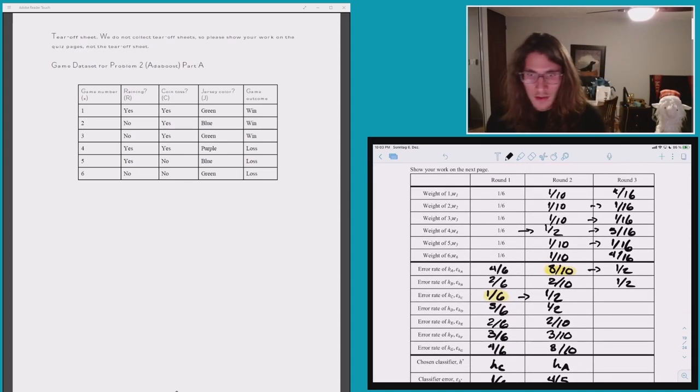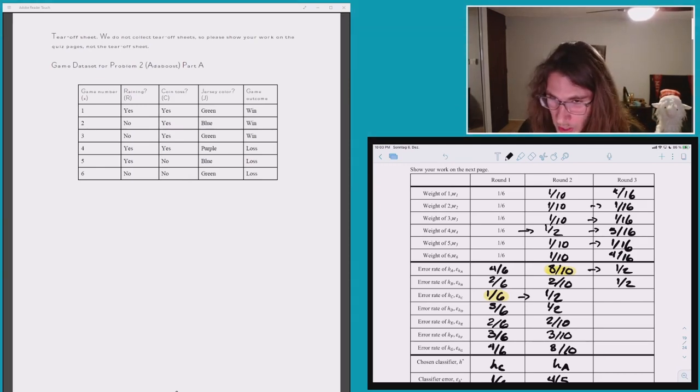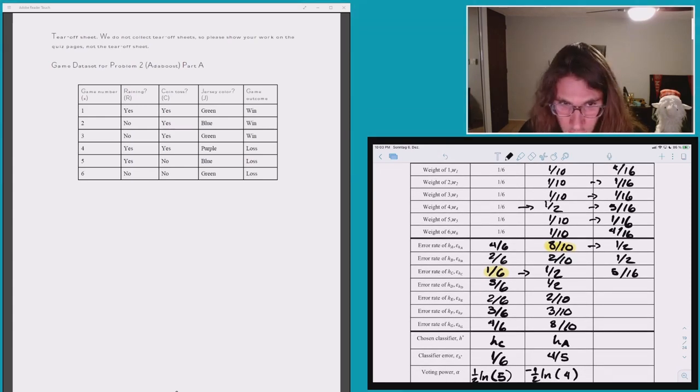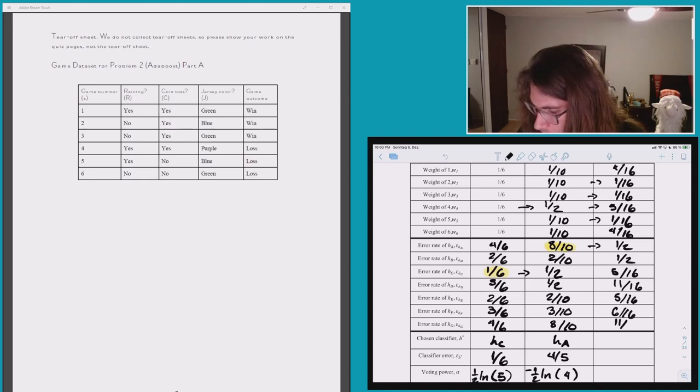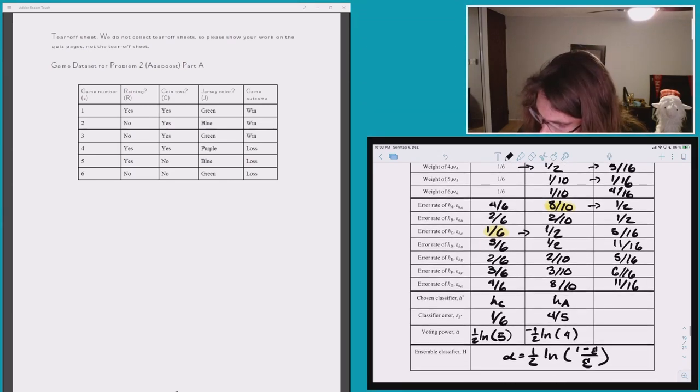Now I can proceed to calculate the error rates. So I have 1/2, 1/2. HC again is going to be 5/16. Then the error rate of HD, which is the opposite, is going to be 1 minus 5/16, so it's 11/16. Then the green classifier, as in when the shirts are green, that's going to be 5/16. Then HF, the blue classifier, 6/16. Then the purple shirts one is going to be 11/16. Which means the next best classifier to be chosen is going to be HC, 5/16.